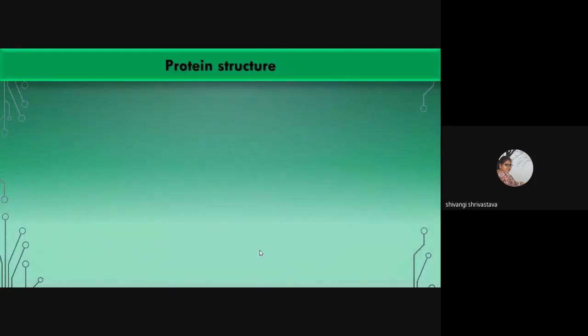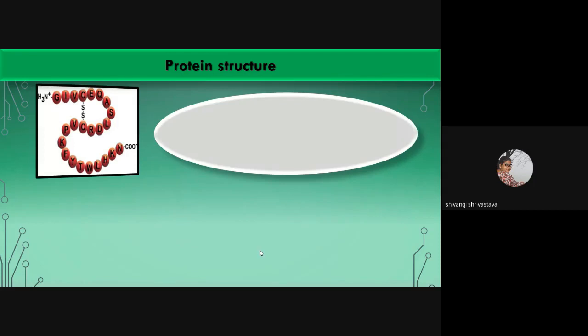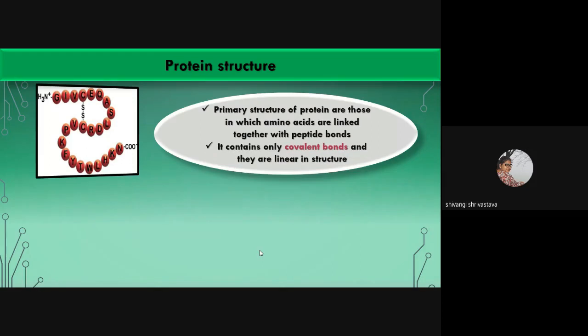For that, first of all, we have to know in brief what the four structures of protein are. The first is the primary structure. The primary structure of a protein is one in which amino acids are linked together with peptide bonds. It contains only covalent bonds and is linear in structure.